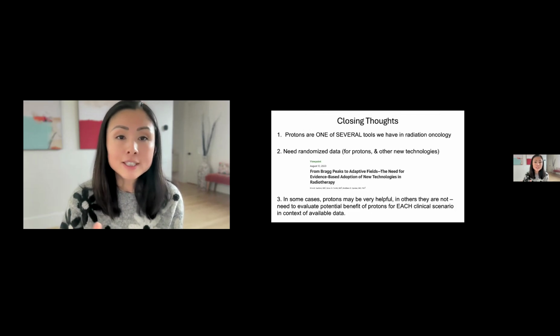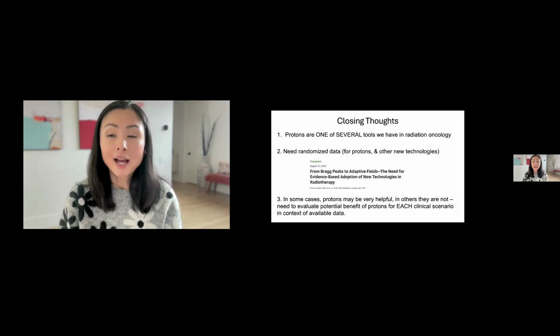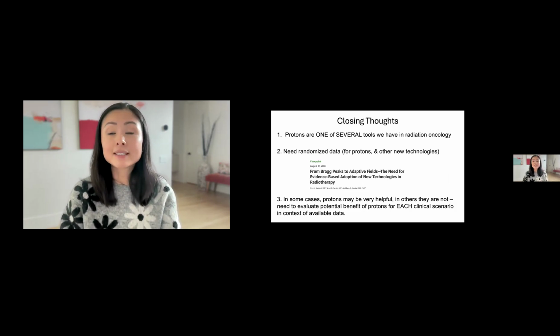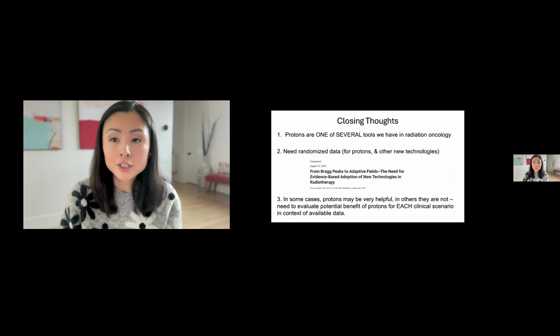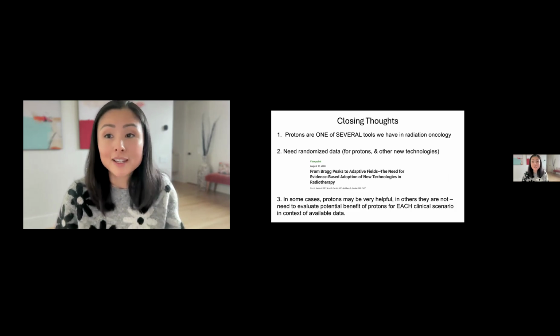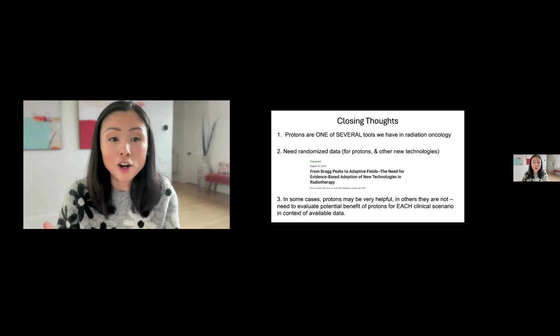Okay. So just last slide, closing thoughts on protons. I just want to emphasize that they are one of several tools we have in radiation oncology to make our treatments better, more precise, and increase the therapeutic ratio. Other things we have are adaptive radiation and MR-guided radiation, and the most important thing is judiciously deciding your target volumes. We need better randomized data for protons and other new technologies, and some colleagues and I made that point a couple of years ago in an editorial we wrote.